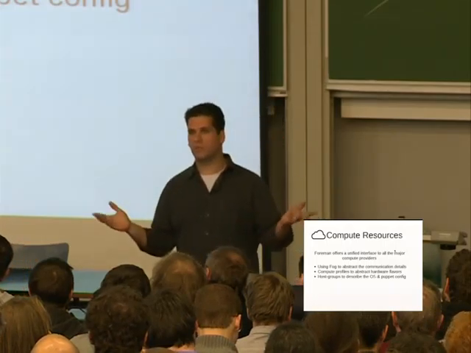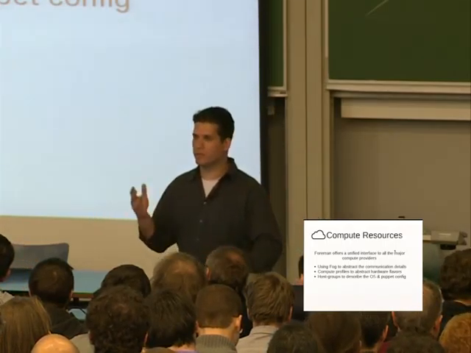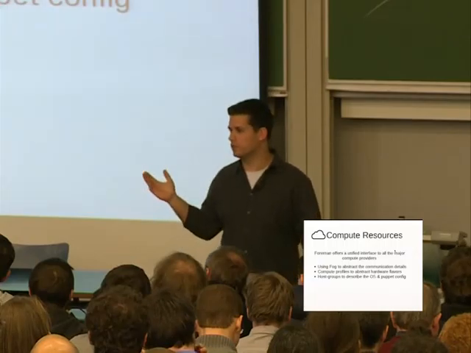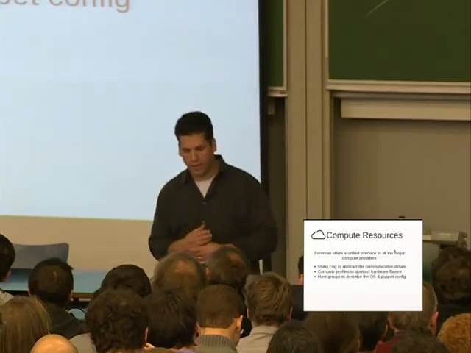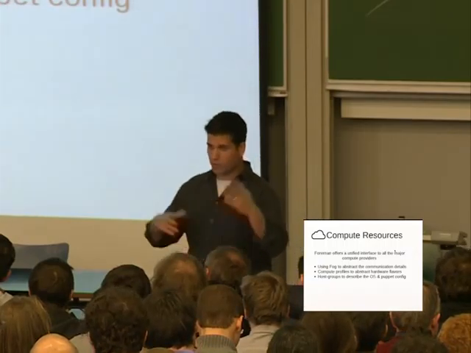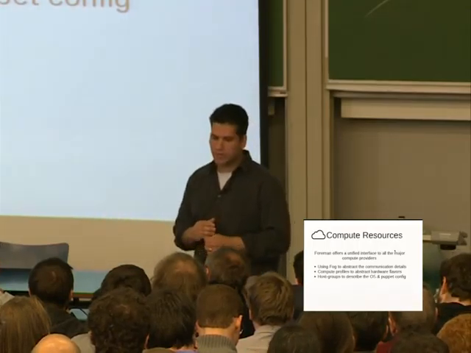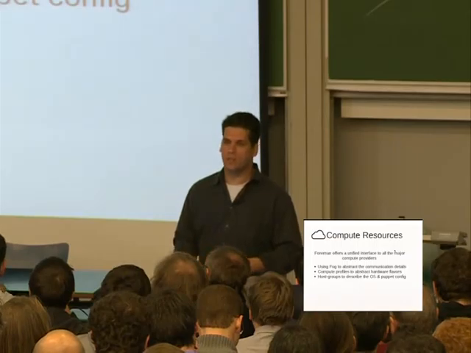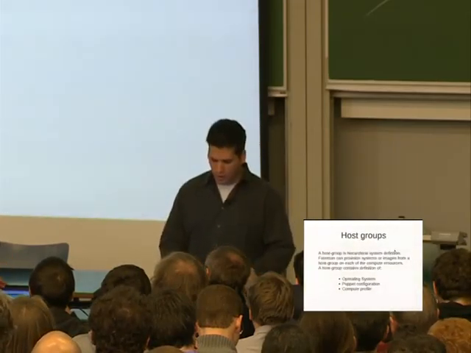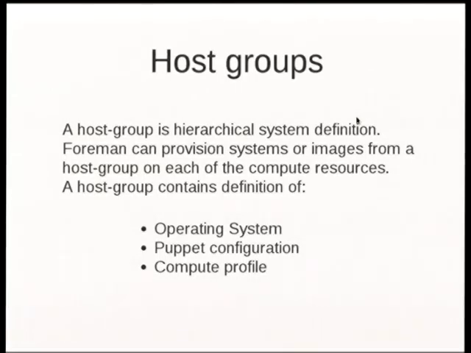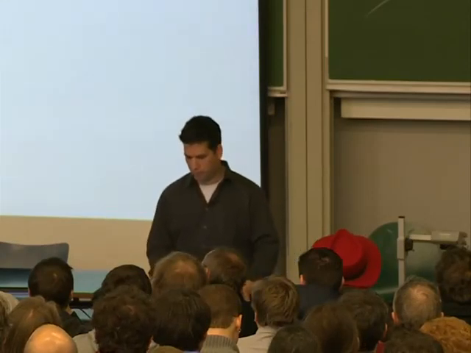So later on, we will be talking about a higher level object. For example, I want to deploy a small web server. And that definition of a web server or your app or whatever it is is something we call a host group, which is basically the definition of your system. So it's a way to say, this is the default operating system I want for my web server. This is the default Puppet relationship or Chef recipes, and obviously associated with the compute profiles.